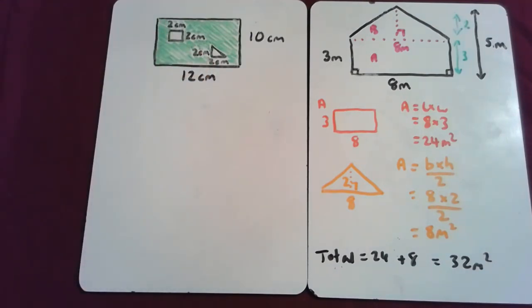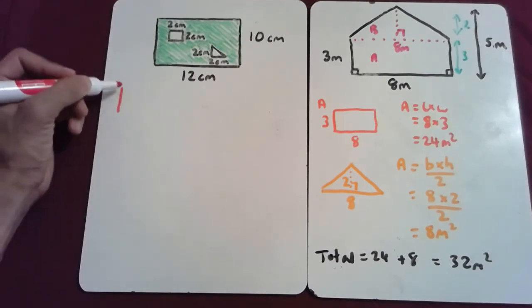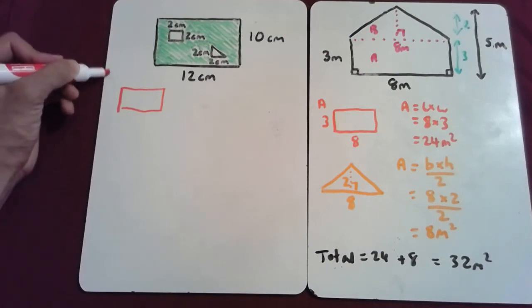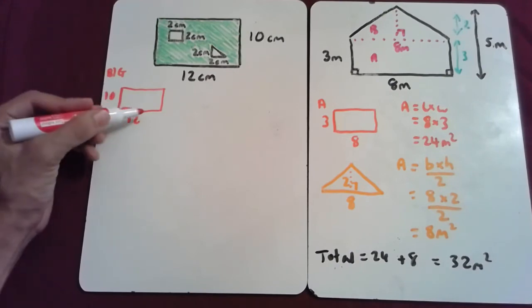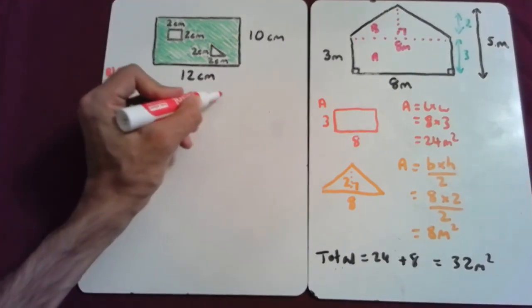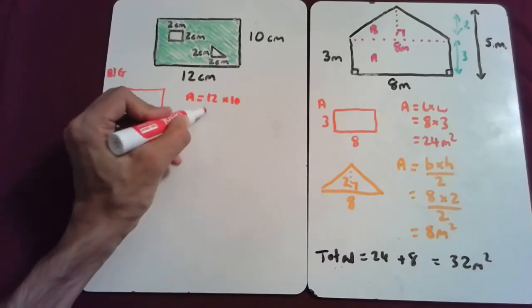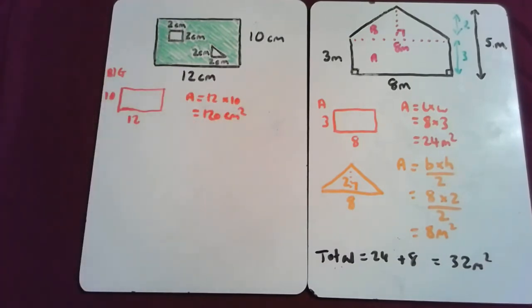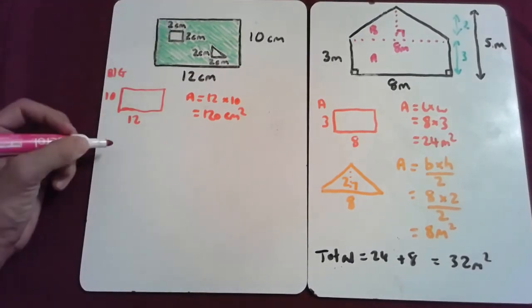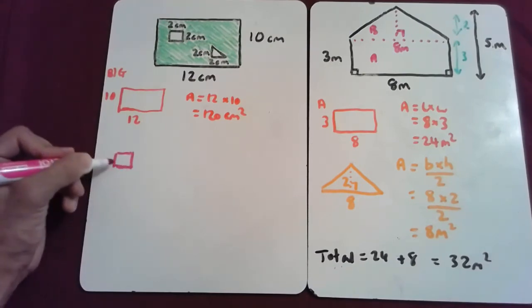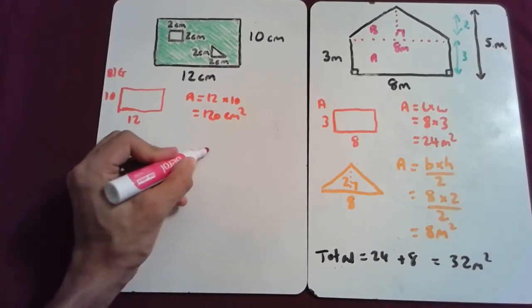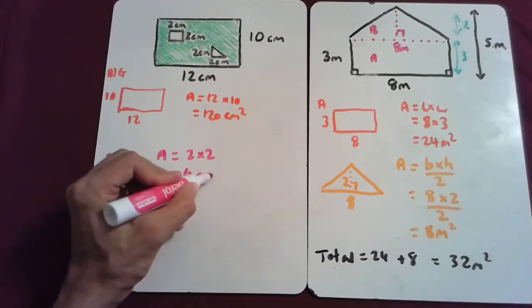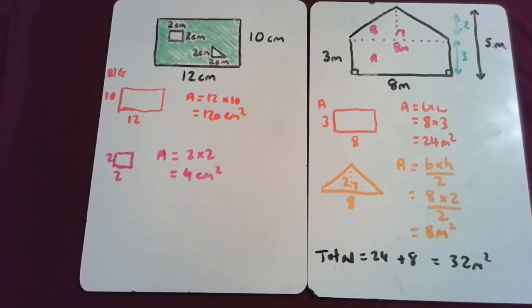So if we think about this, the area of the big rectangle shape, or the big shape, is equal to 12 times 10. Our length is 12 and our height, or our width even, is 10, which is 120 centimeters squared. Now, if I want to work out the area of the smaller square, this is 2 by 2. So our area of this shape is simply 2 times 2, which is 4 centimeters squared. So that's removing one square.